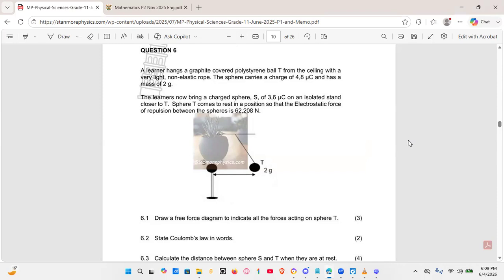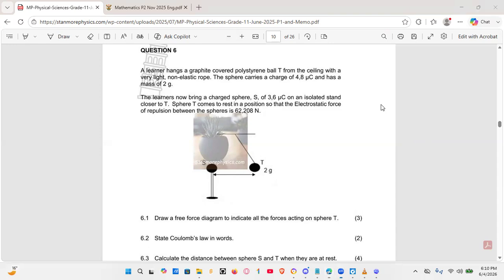So a learner hangs a graphite-covered polystyrene ball, T, that's a very fancy word, from the ceiling with a very light non-elastic rope. The sphere carries a charge of 4.8 nanocoulomb and has a mass of 2 grams. The learners now bring a charged sphere of 3.6 microcoulomb on an isolated stand closer to T. Sphere T comes to rest in a position so that the electrostatic force of the repulsion is 62.208 newtons.